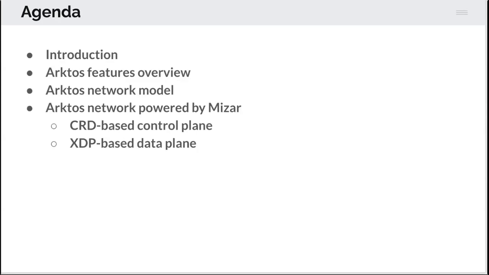As you will see, Arctos is derived from Kubernetes. So starting from the second part, we will talk about Arctos network model. You will see how Arctos network model is different than the flat model in project Kubernetes, and also what kind of elements we have in Arctos network model. Arctos network model can be implemented by different network providers. In the third part, we will focus on how we use Mizar to implement Arctos network model, including its CRD-based control plane and XDP-based data plane.